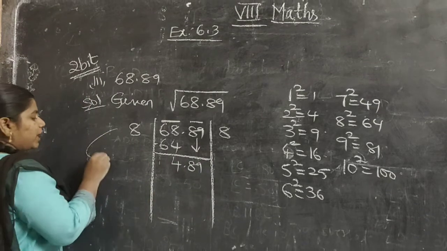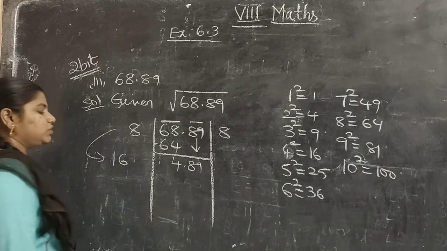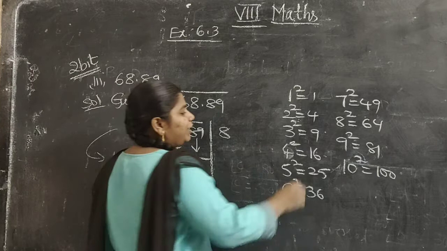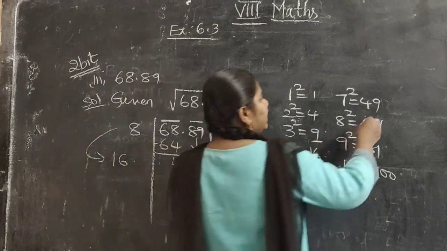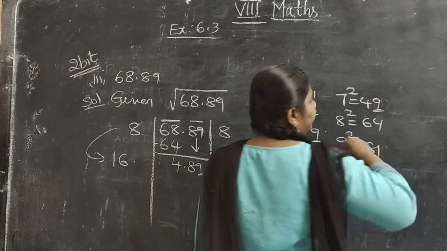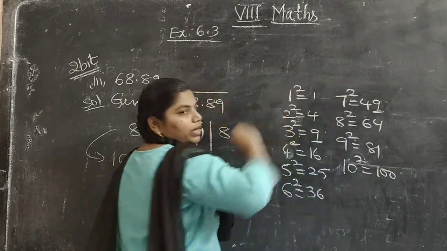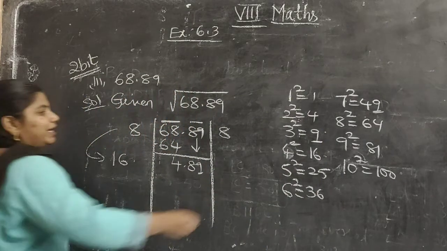Now double this value. If you double the 8, that will be 16. What is the last digit here? 9. Where are you seeing the 9 value? In case of 3 square the unit digit is 9. In the same way, in case of 7 square the unit digit is 9. So the answer will lie between 3 square and 7 square only. Which one shall we take? First I am applying 3 square.